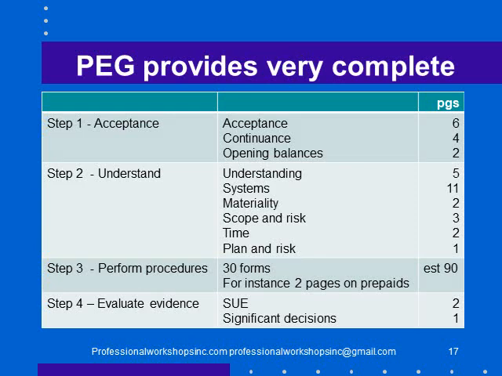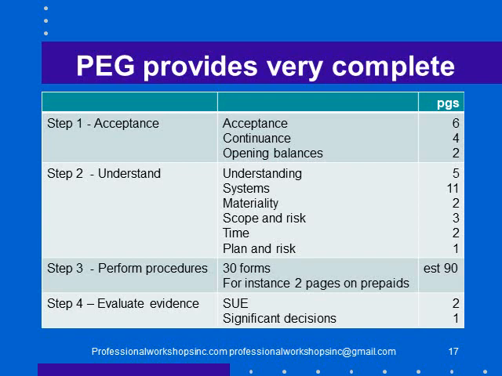Now, PEG provides a very complete set of forms. We have 6 pages of acceptance, 4 pages of continuance, a lot of understanding forms, 11 pages on systems, 2 pages on materiality, and so on. When we get to perform procedures, we've got 30 forms. I'm guessing 90 pages of forms. Most of my review engagement files wouldn't be 90 pages long. So having 90 pages of forms on performing procedures would be more than my whole file.